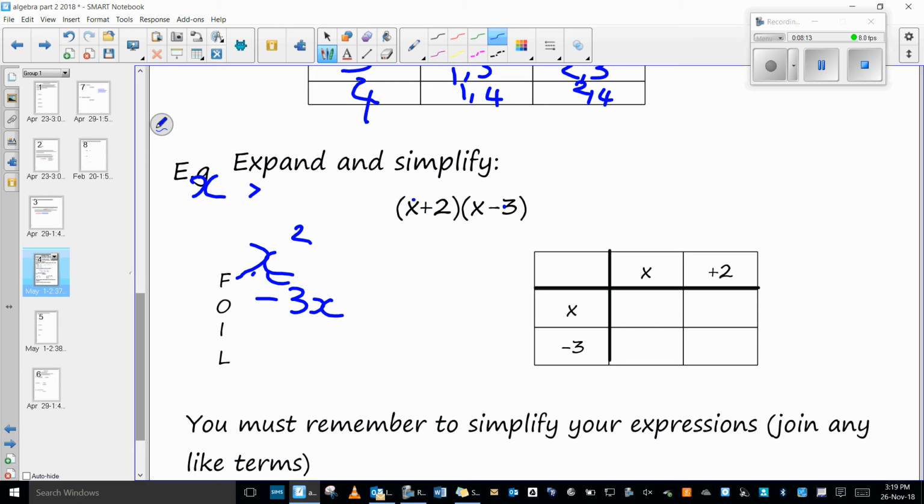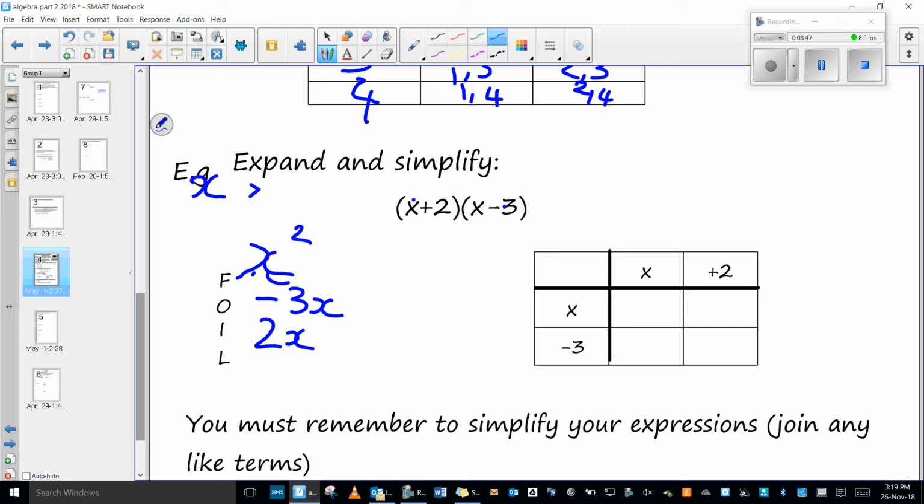So, what are my two inner ones? Georgie? 2 and x. 2 and x, and when we're multiplying them, that becomes 2x, good. And then our last two, Jade? Our last two.